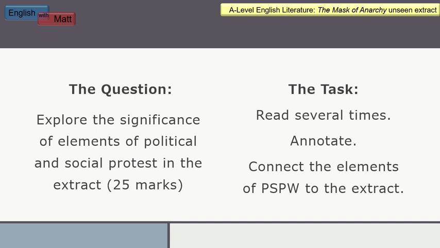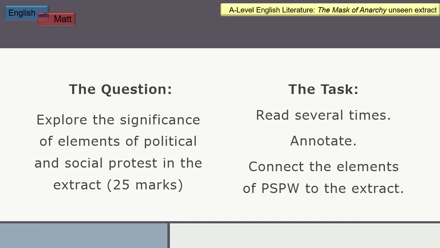The task, therefore, is always the same as well, because the question is always the same. You need to read the extract several times, as well as the synopsis box. You need to annotate the extract in a way that suits you. So, if it's detailed annotations, then it's detailed. If it isn't, it isn't. But annotate it in a way that helps you. And then when you're writing the response, as well as writing the essay plan, connect the elements of PSPW to the extract, political and social protest writing, that means. So you are hitting AO4.